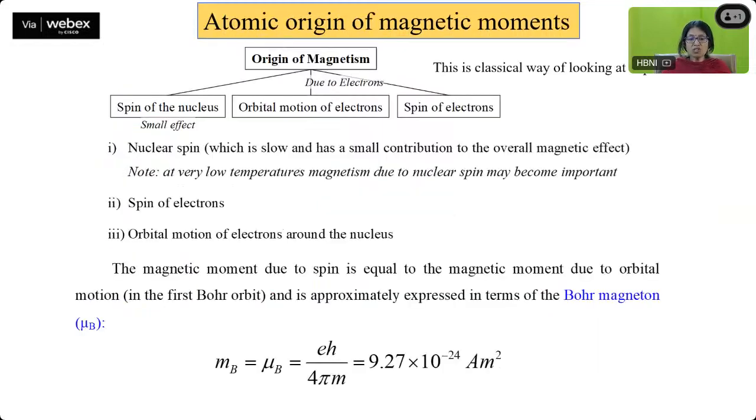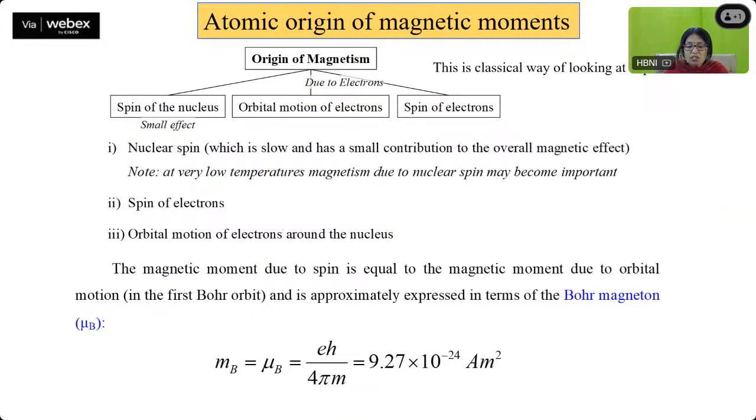As I said, the atomic origin of magnetism is, firstly, due to the spin of the nucleus, and this is a very small effect. It is not really to be considered in a substantial manner at room temperature. Of course, when you go to very low temperatures, this spin of the nucleus becomes very important. Then you have the contribution due to the electrons. Out of this, there are two, as I said: one is due to the spin of the electrons, the other is due to the orbital motion of the electrons.